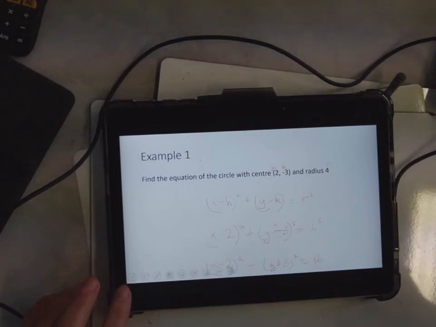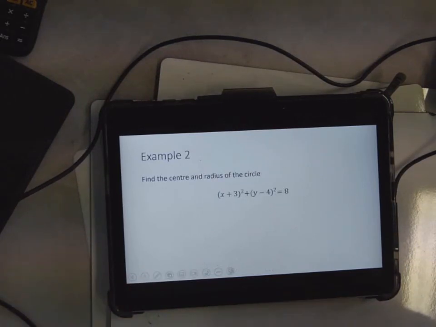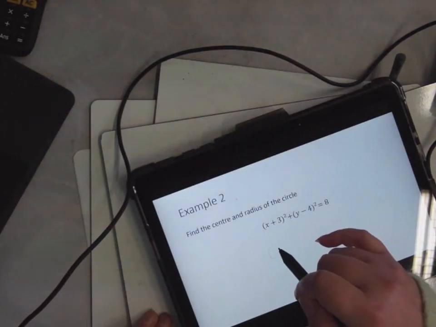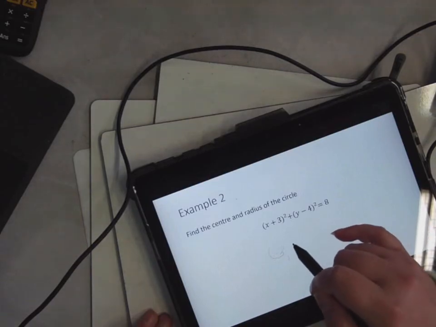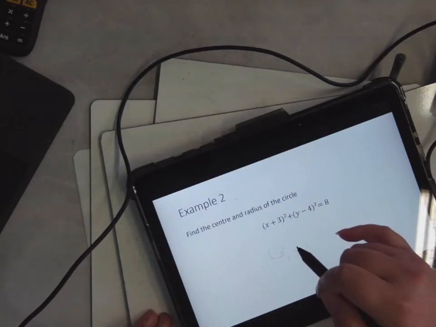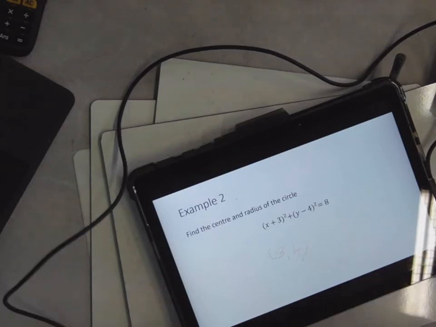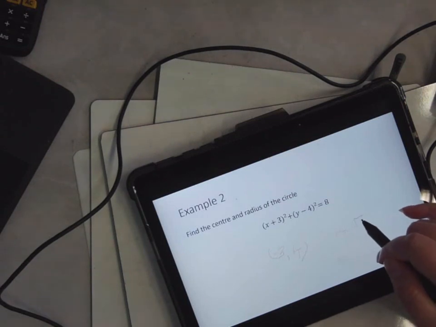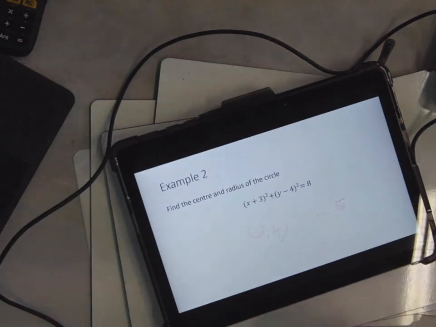Right, we good? Example 2: here's the equation, find the centre and the radius. It's always the opposite sign to what's in the bracket. So the centre is (minus 3, 4), because that's minus h and minus k, and the centre is (h, k). So minus 3, 4, and the radius would be the square root of 8. If you want to write that as 2 root 2, you can, but square root of 8 is fine. So opposite sign, because it's minus h and minus k in the formula.